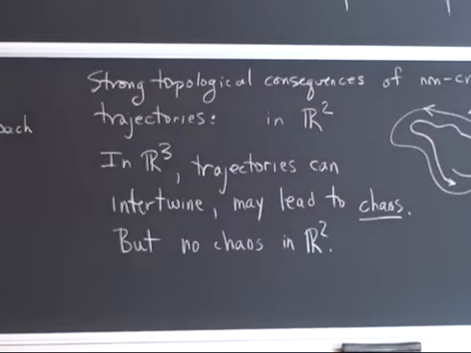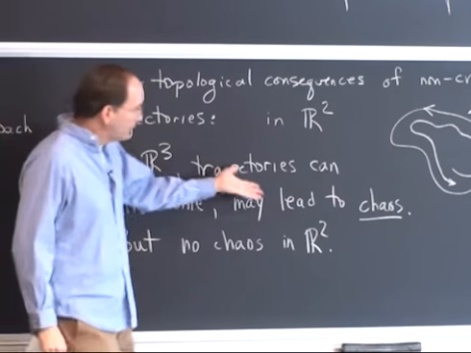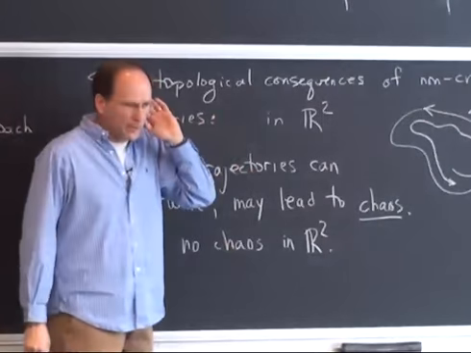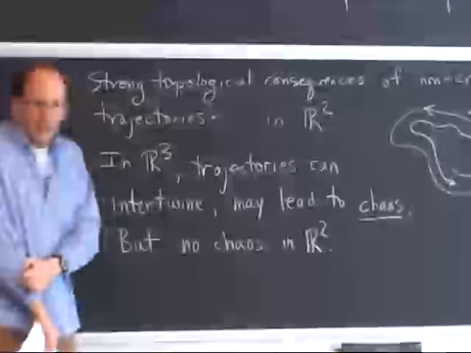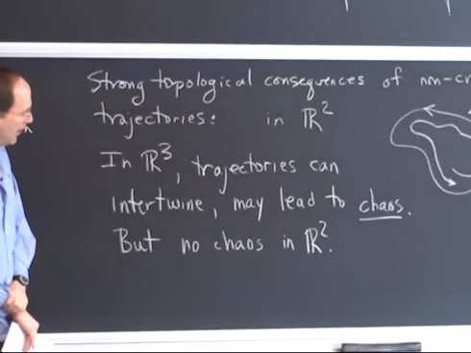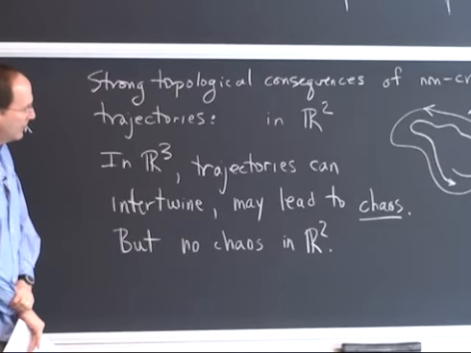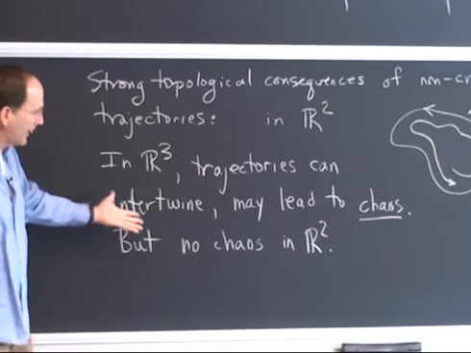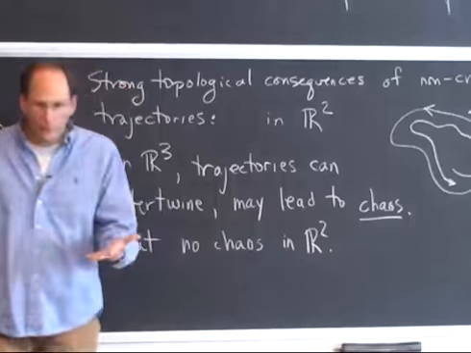This is kind of a theme of the course, that we've seen in 1 dimension, behavior is very restricted. All you can do is go to a fixed point or go out to infinity. In 2 dimensions, you can go to a fixed point, you can go to a periodic orbit, or some other slightly more exotic things that we'll discuss. But you can't do chaotic motion. Whereas in 3D, that's the first place it can happen.